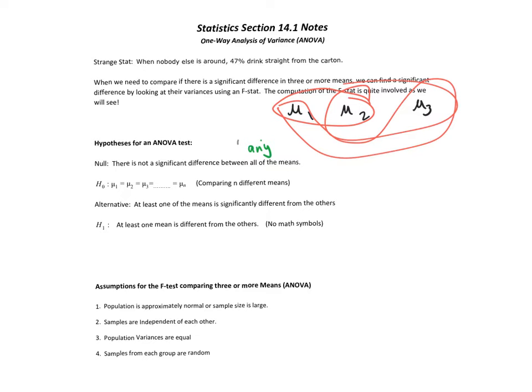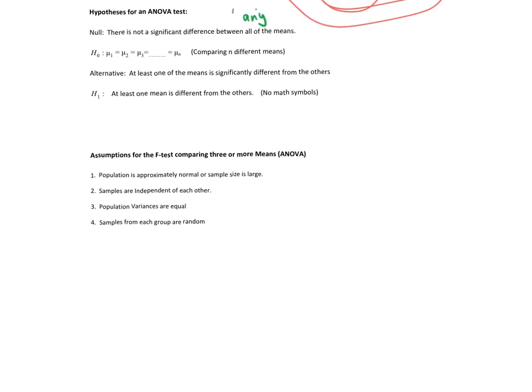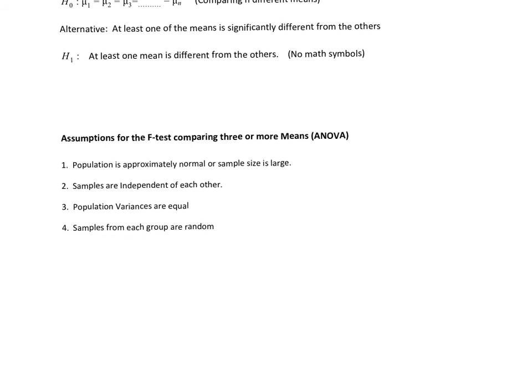Now, before we do the ANOVA and see how some of the calculations work, there are some assumptions we are making for the F test. And the F test, the F distribution, is what an ANOVA is based on. We are assuming that the population is approximately normal or the sample size is large. Now, what is a large sample size? It's n greater than or equal to 30. If you have small samples, there are ways to check for that normality, but for now, we're just going to go ahead and say it is approximately normal.